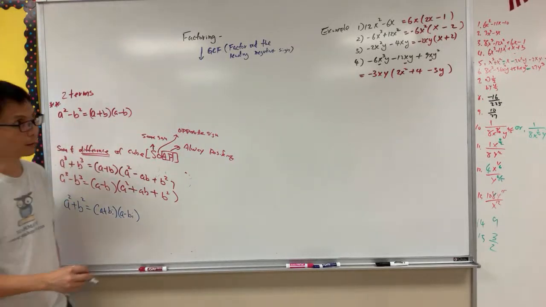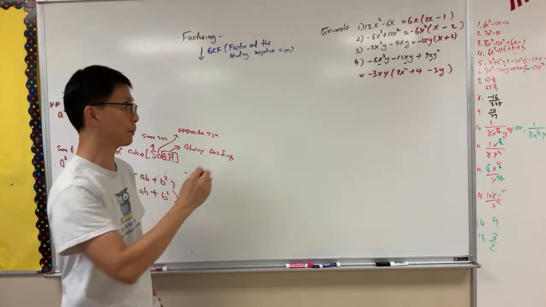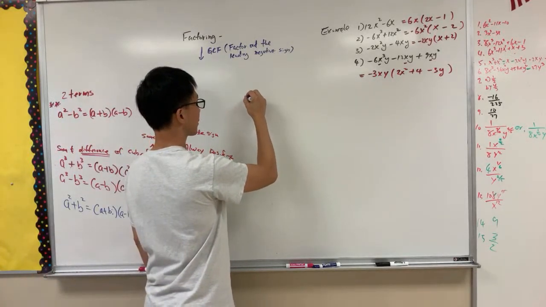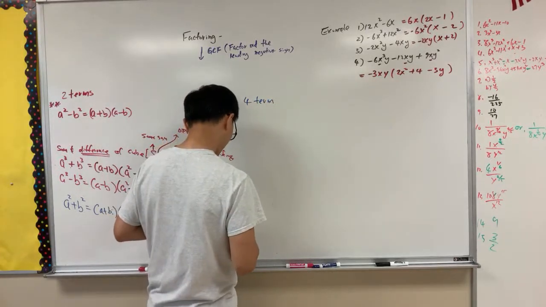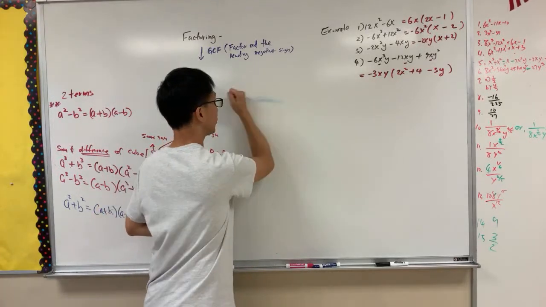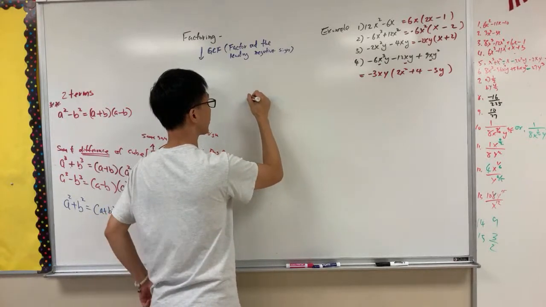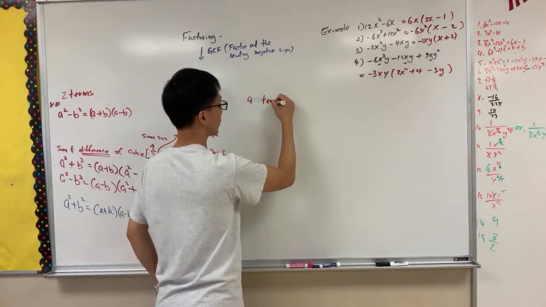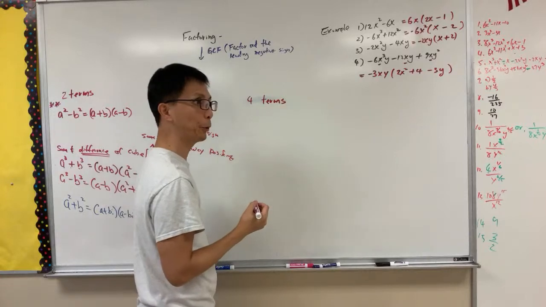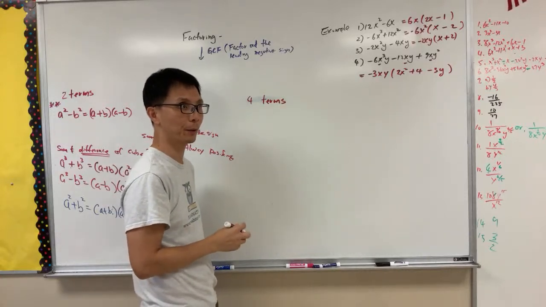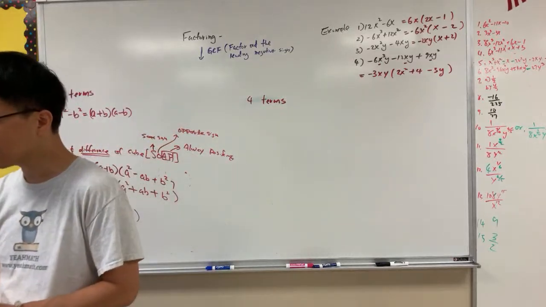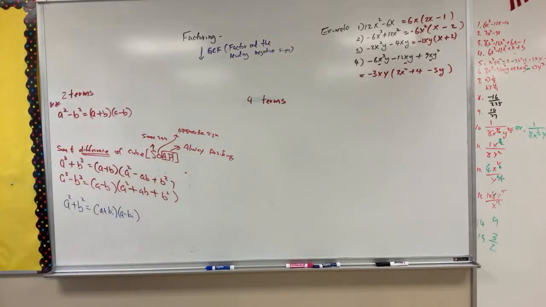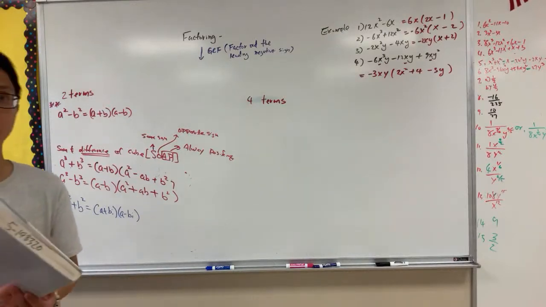So that's 2 terms. Okay? And let's talk about 4 terms. Which color do I use? Use this one. So 4 terms. It's factor by grouping. How many of you have heard of factor by grouping before? Okay, good. With factor by grouping, you're going to have 4 terms, and they're going to be factored by grouping.